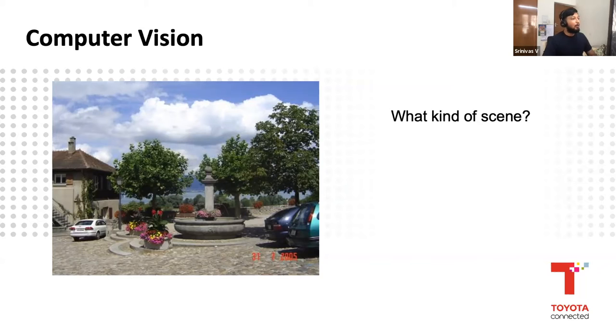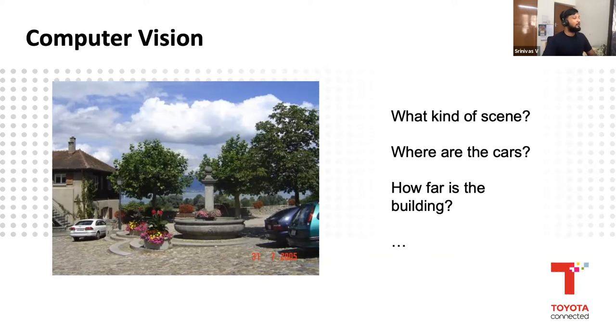So what are the problems that we can abstract from here? What kind of scene is this? This is a scene recognition problem. Where are the cars? This is an object localization or object detection problem. And how far is the building? That is basically a stereo problem. You have two eyes, which gives you stereoscopic vision, wherein you're able to see which objects are nearby and which are far away. In computer vision, you again have stereo cameras which can solve this, and this is also part of the computer vision problem.